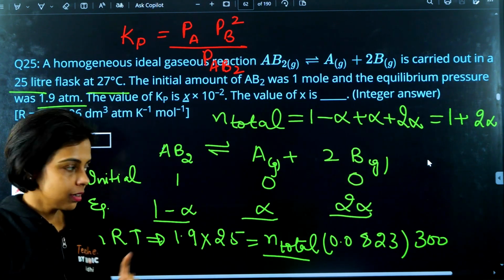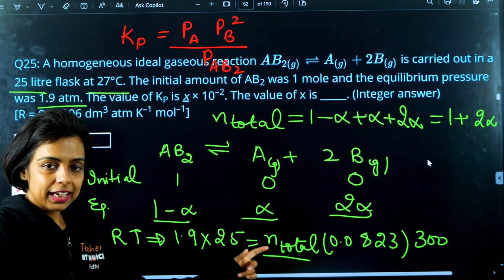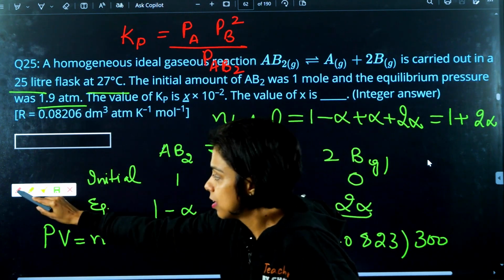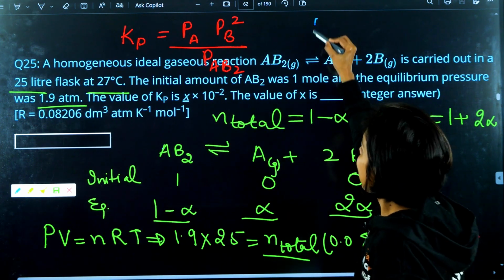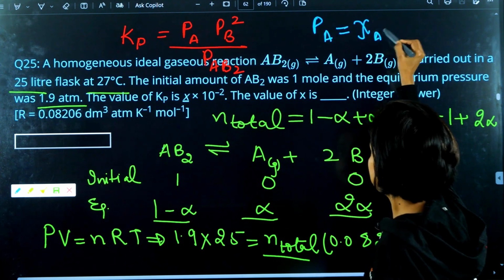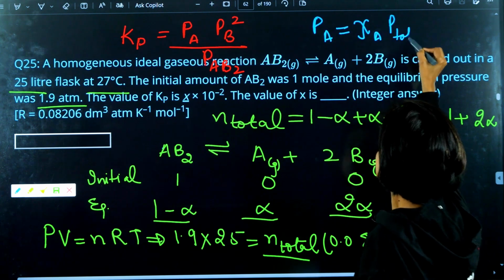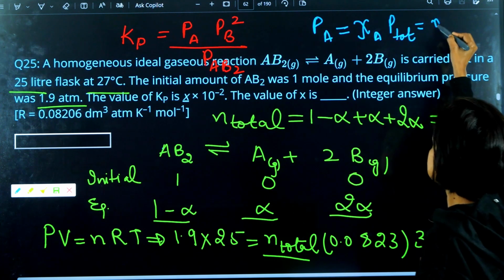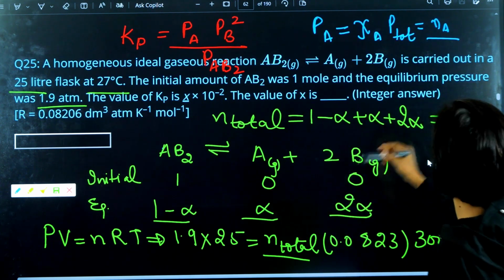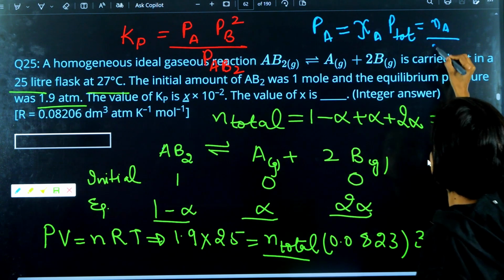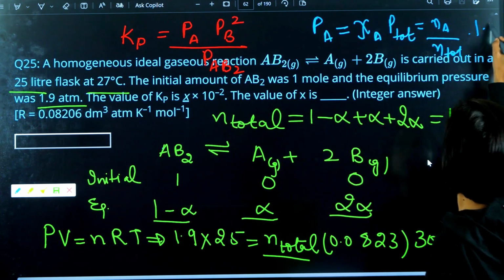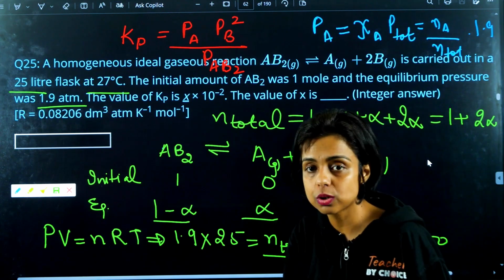Moles are known to us. We know the alpha value, so we can calculate the moles. We are supposed to calculate the partial pressure to calculate Kp. The partial pressure of A using Dalton's law is the mole fraction of A into P total. The mole fraction of A is the moles of A at equilibrium, that is alpha, over the total moles, that is 1 plus 2 alpha, into 1.9, that is P total at equilibrium.